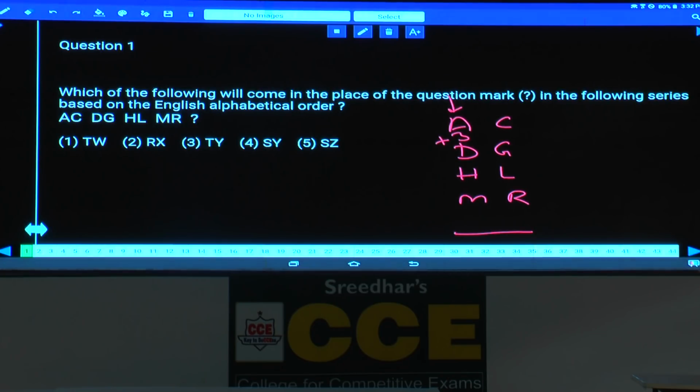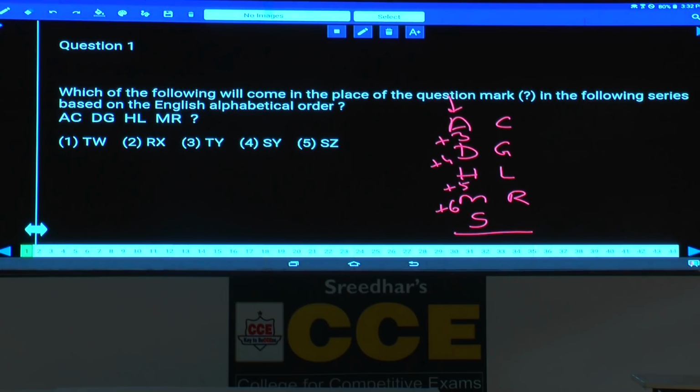Similarly, the difference between D and H, D plus 4, 4 and 8. Next one, H and M. Here the difference is plus 5. Plus 3, plus 4, plus 5. And the next difference must be plus 6. The value of M is 13, plus 6 is 19. The 19th letter is S.